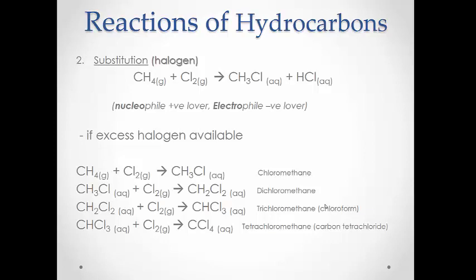You can have the substitution occurring in one step where you swap over one hydrogen for a chlorine, or if you have excess halogen available, so as much Cl2 as you need, you can have complete substitution down to CCl4. But this would occur in a stepwise manner. You'd have one group swapping over, then two hydrogens swapping over, another one would give you three hydrogens swapping over, and then another one would give you that fourth one swapping over.